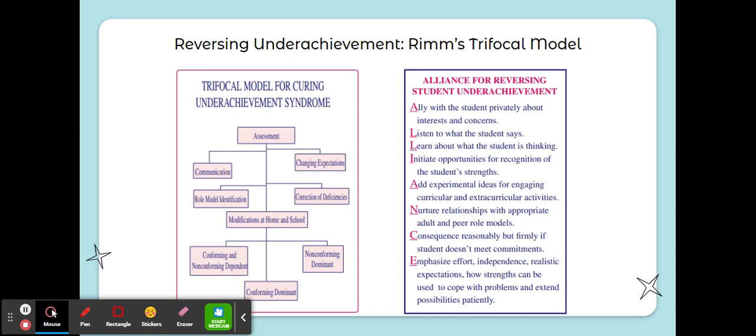The student might have been underachieving for a long time and therefore skill deficiencies might need to be addressed. The use of tutors and specialized instruction should be used to catch up the students with their peers. The final step is the plan for modifications at home and at school, which depend on the type of underachievement and the level of involvement at home. The Alliance acrostic presented here briefly summarizes the strategies that can be used for reversing underachievement.